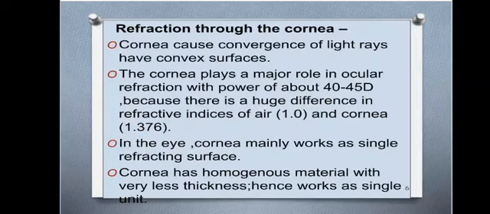Refraction through the cornea. The cornea causes convergence of the light rays as it has a convex surface. The cornea plays a major role in ocular refraction with a power of about 40 to 45 diopter because there is a huge difference in the refractive indexes of the air and the cornea. In the eye, the cornea mainly works as a single refracting surface. The cornea has homogeneous material with very little thickness, hence works as a single unit.